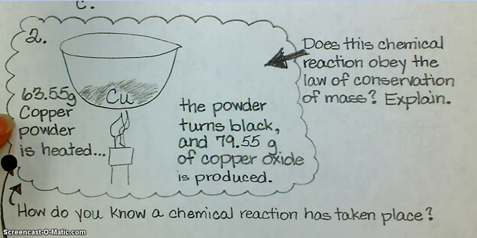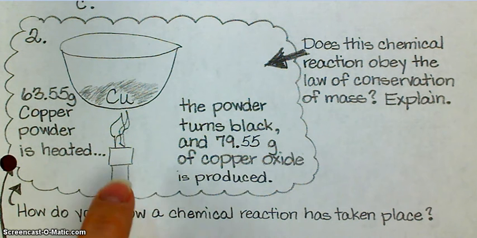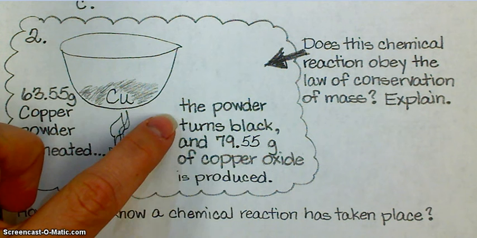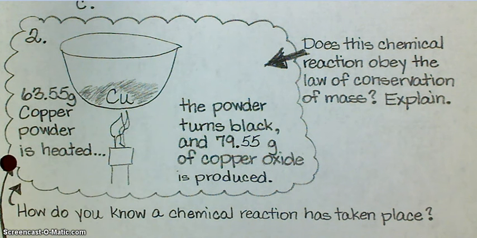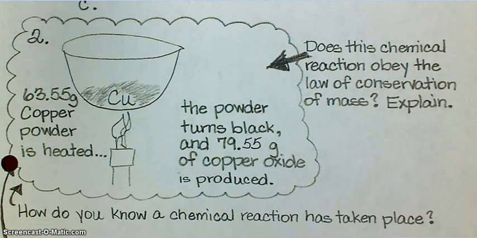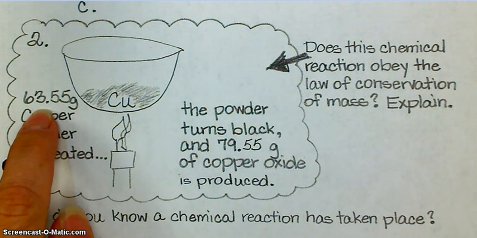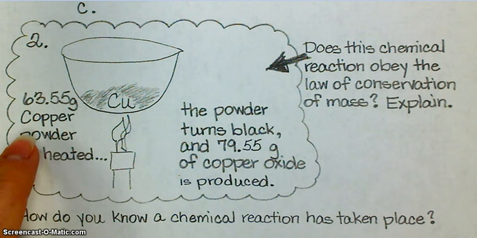So 63.55 grams of copper powder is heated. That's supposed to be over a little lab burner flame. But anyway, the copper powder is heated, and it says the powder turns black and 79.55 grams of copper oxide is produced. And the question I have is, does the reaction obey the law of conservation of mass, and explain? Well, at first glance, you might want to say, no, it doesn't obey the law of conservation of mass because you've got 63 grams here, 79 grams here.